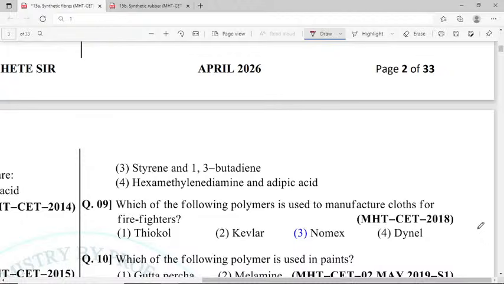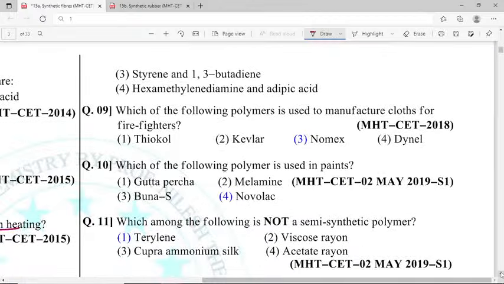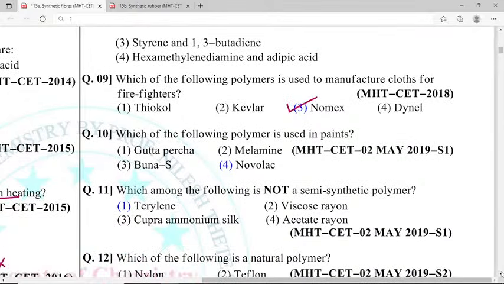Which of the following polymers is used for making clothes for firefighters? The answer is Nomex. Which of the following polymers is used in paints? Novolac is a polymer used for making paints. Buna is used for making tires. Melamine is used for making cooking plates. It is also used for making plates.